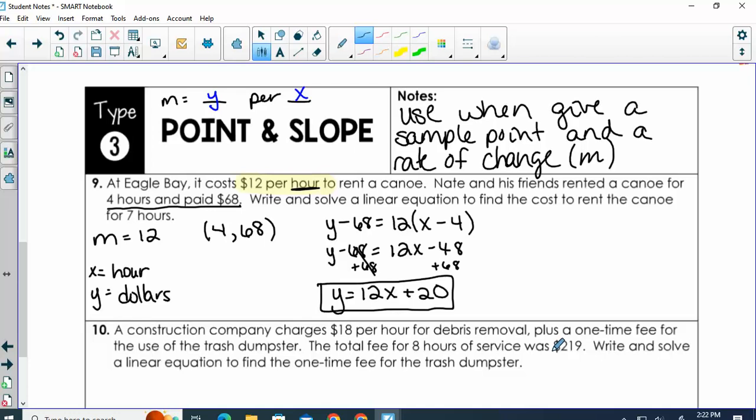So I found my slope. I used the units on my slope to tell me x and y. We had our point and we wrote our equation. Now we have to go back and answer the rest of the question. So we want to find the cost to rent the canoe for 7 hours. So hours would be the x or the y? The x. So it's saying the x is 7.